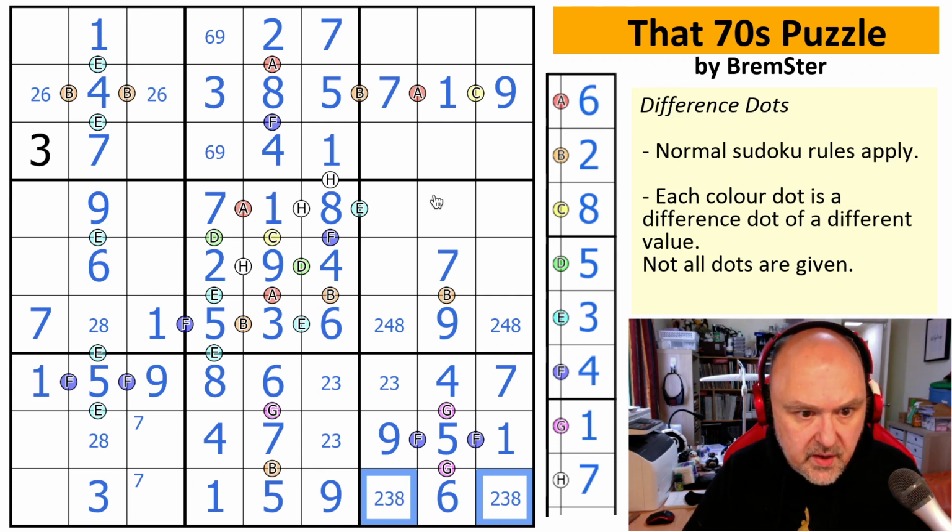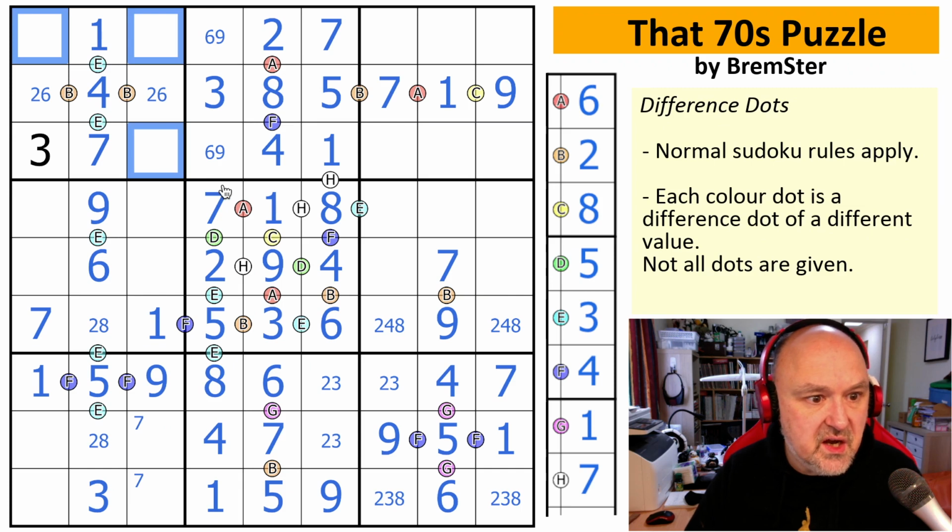I'm umming a lot. These 3 digits are 5, 8, and 9. There is no 9 in either of those, so that's a 9. We've got the 5, 8 in here.